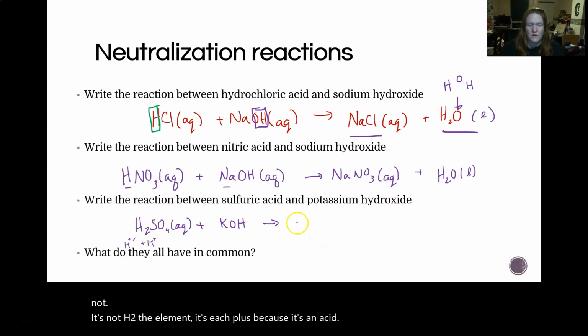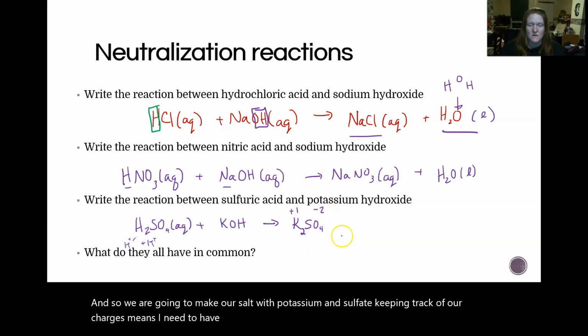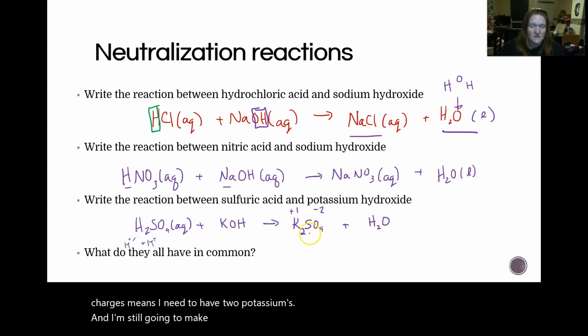And so we are going to make our salt with potassium and sulfate. Keeping track of our charges means I need to have 2 potassiums. And I'm still going to make water. And in fact, I have to have 2 OHs and 2 Ks because I need to make 2 waters. That's because I have 2 hydrogen ions.